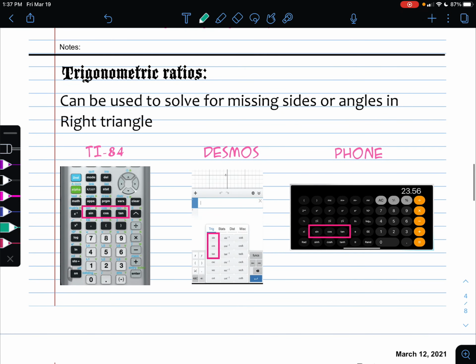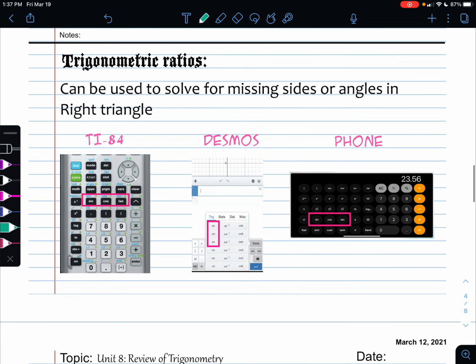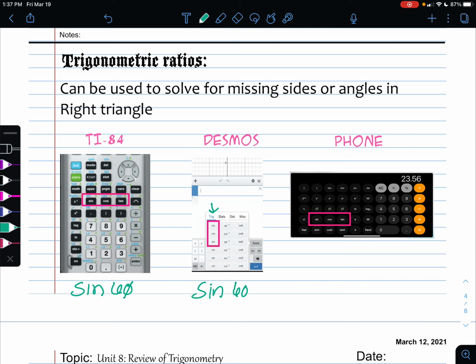Now, when we are using our calculators, there are buttons for all of these. They are in the trig menu in Desmos. You have them right in the middle of your TI-84 calculator, and they are on your phone. I will warn you though, if you are typing in sine of 60 here, you type in sine of 60. If you are typing it in on your phone, you have to go 60 sine, right? Your phone wants it a little bit backwards, so just be really careful of that.